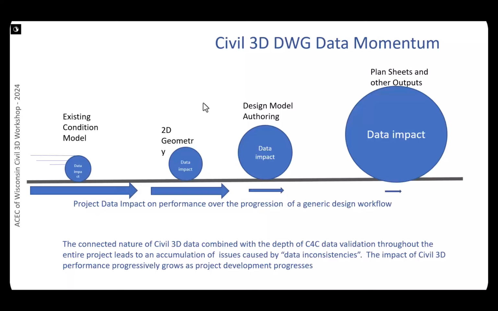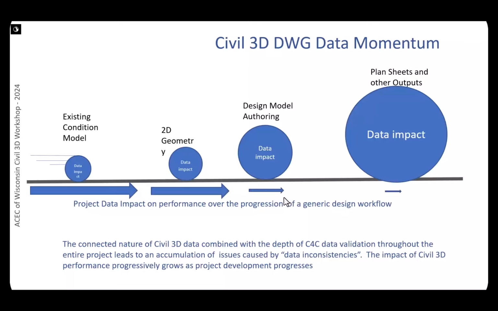We start doing some preliminary design work. Typically, it starts out with 2D geometry. We have a few references coming into those files, but again, the data hasn't developed a lot of depth to it yet, and the performance is still very strong, and there's very little data impacts when we're in that very early preliminary design phase. In a roadway design workflow, we're going to graduate from that into the 3D world.